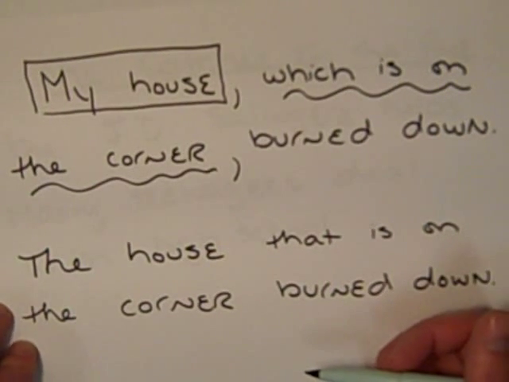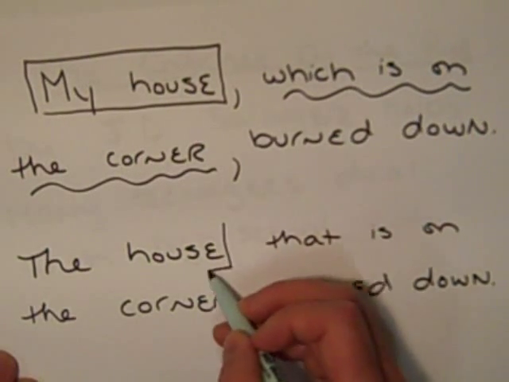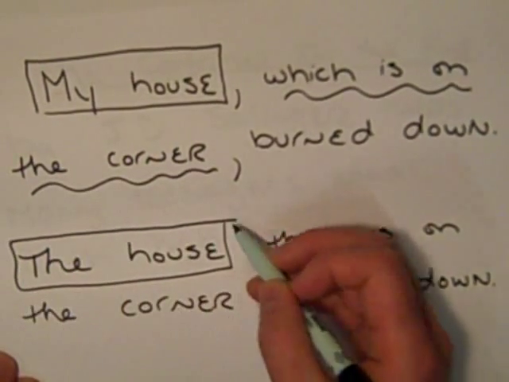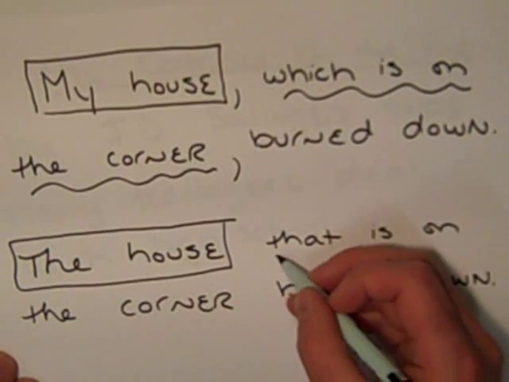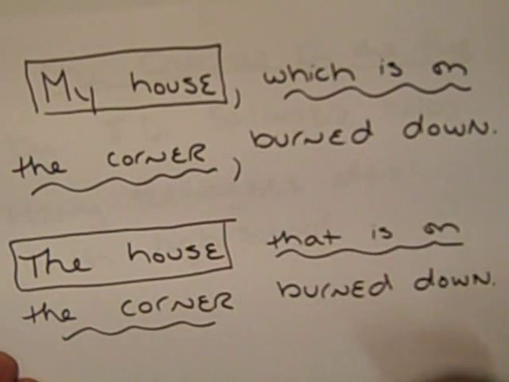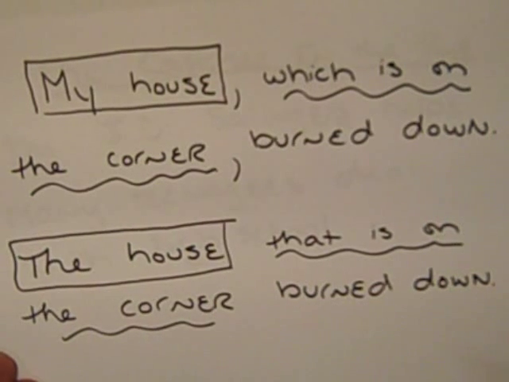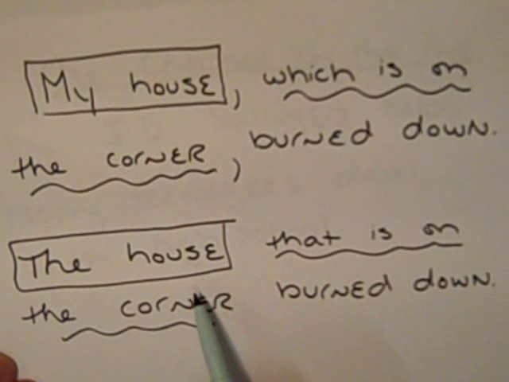Whereas if I change the sentence very slightly, the house that is on the corner burned down. "That is on the corner" is very similar to "which is on the corner." But in this case, if I said the house burned down, you would say which house burned down? And I would have to say, oh, the house on the corner burned down. And so in this case, there's not any commas needed because this is not non-essential information. It's essential information. It's necessary to identify the noun that you're talking about.